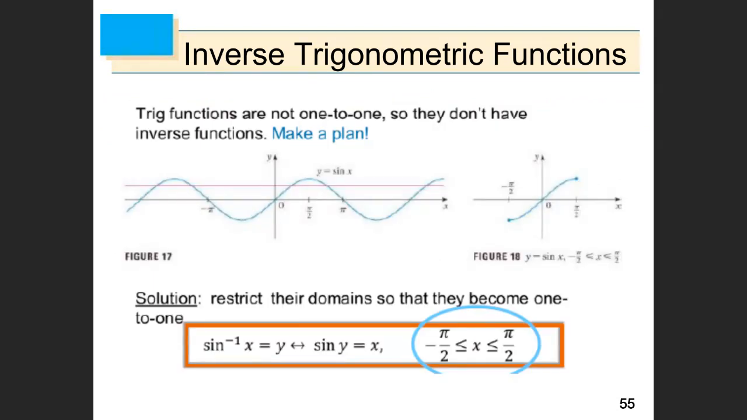All right. So we're just showing you what happened. We move from something that fails the horizontal line test, is not one-to-one. We made a plan. And what was our plan? To restrict the domain. So we cut a piece of this, from minus pi over 2 to pi over 2, which is what you see here. And now this function passes the horizontal line test, meaning that it's one-to-one. Therefore, you can get the inverse, all right?